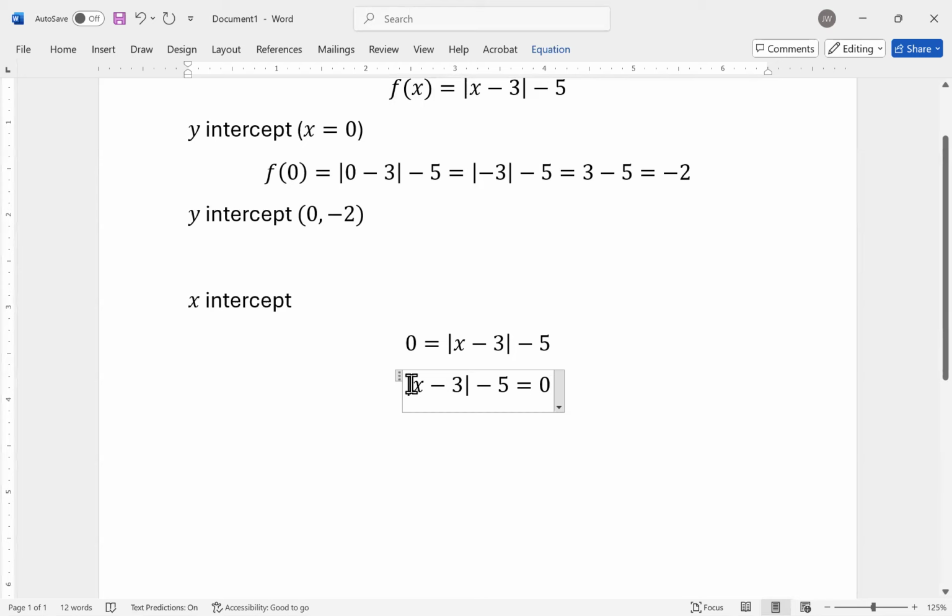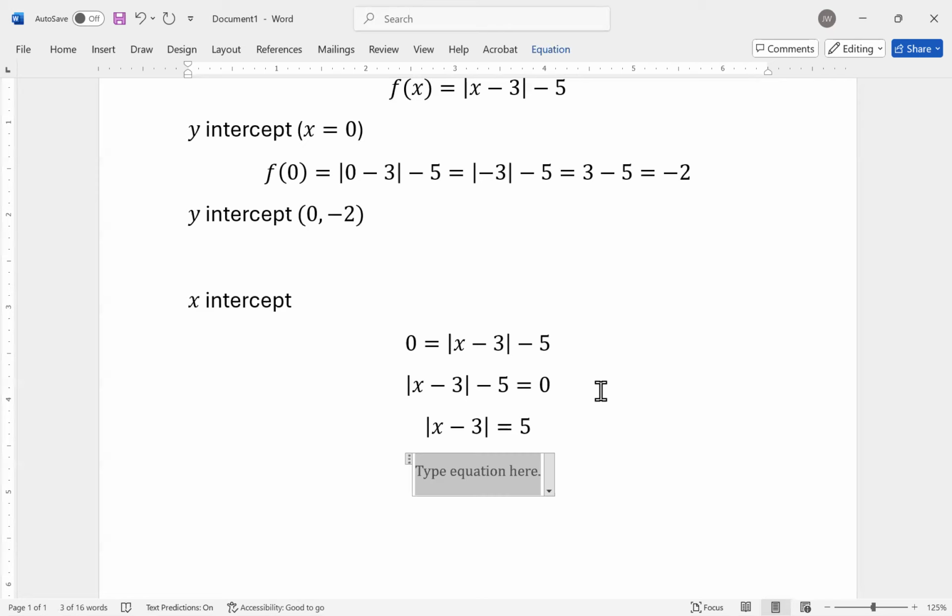I think I'll use this one because in the previous cases, we've always had our absolute value on the left-hand side. So I'll use the second form. To solve, what we would do is we'd add 5 to both sides. That would give absolute value of x minus 3 is equal to a positive 5.